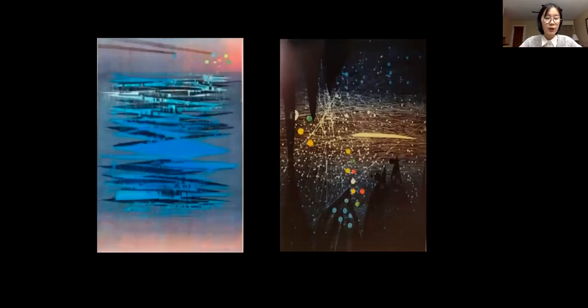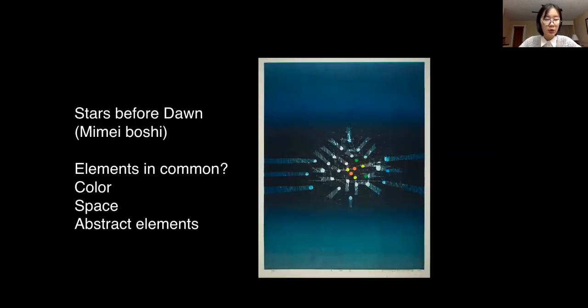FUKITA FUMIAKI has developed his very own style and subjects. Some of his images, as we mentioned before, look like fireworks, others like a view by telescope into remote galaxies. So here is a contrast between one of his other works and the work we chose to exhibit. This one is called Stars Before Dawn. We can observe that some elements in common in FUKITA FUMIAKI's work include the use of the color blue, the strategic manipulation of space, and the application of abstract elements including colorful dots and straight cut lines.